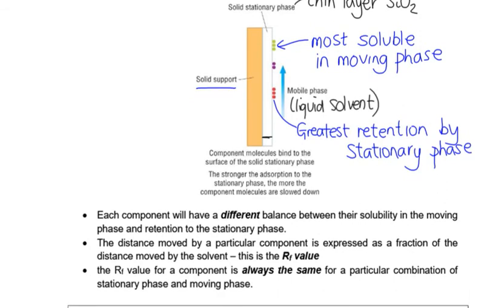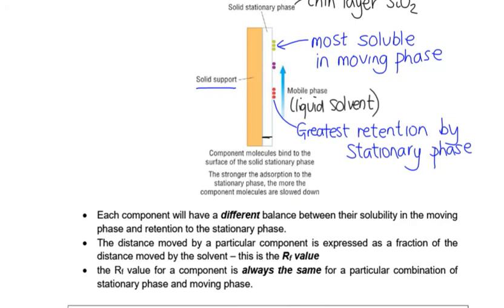Each component has a different balance between these two factors, and the distance moved by a particular component is going to be expressed as a fraction of the distance moved by the solvent. It's going to be a value for the spot over a value for the solvent, and that is called the RF value.